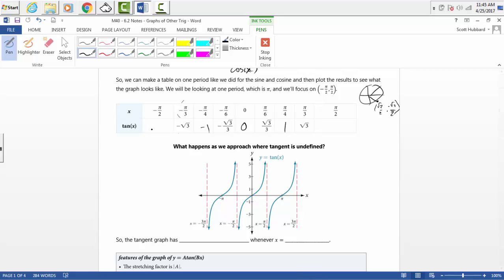And at the poles, these are actually undefined. Why is that? Well, let's see. Take pi over 2, for instance. The point right here is 0, comma 1. And if tangent is defined as the sine over the cosine, that means tangent of pi over 2 is going to be 1 divided by 0, and that's undefined. Same thing with negative pi over 2. It's also going to be undefined. It will be negative 1 divided by 0.